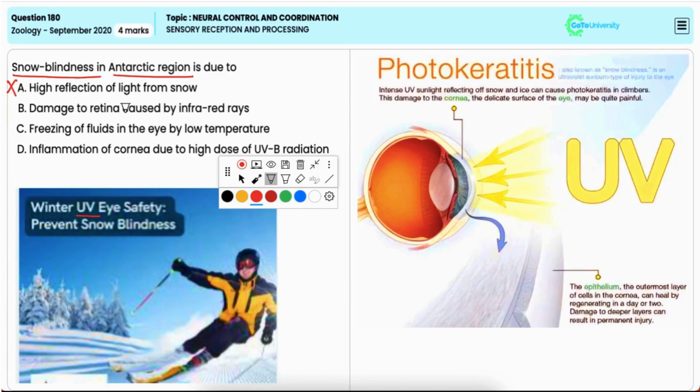Option B, damage to retina caused by infrared rays. This is also incorrect, as infrared rays do not contribute to snow blindness.